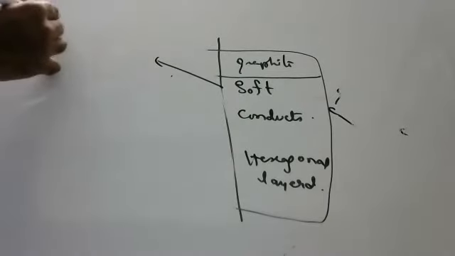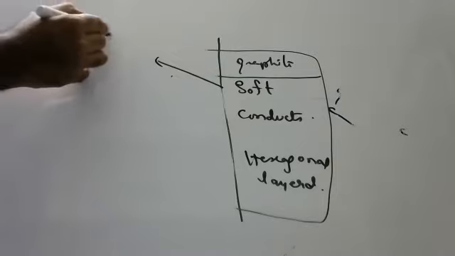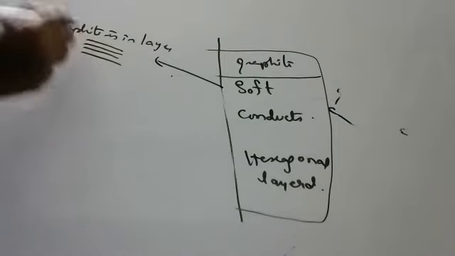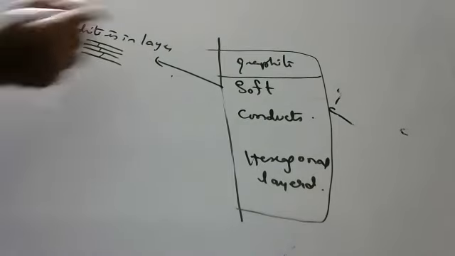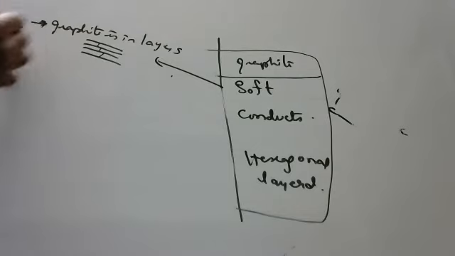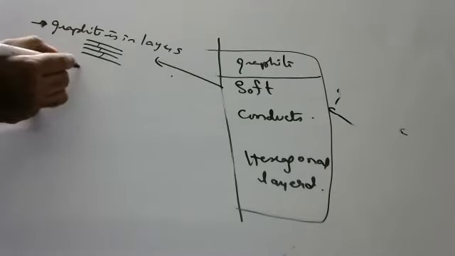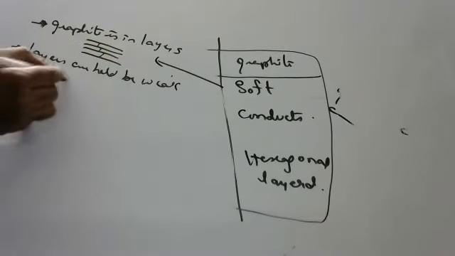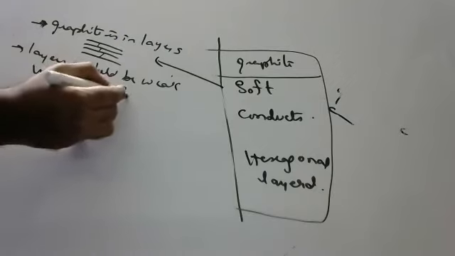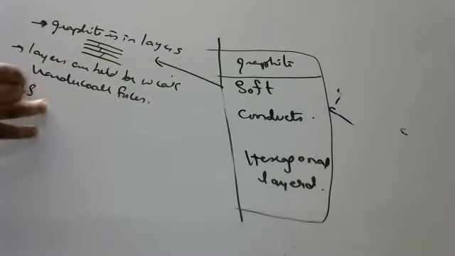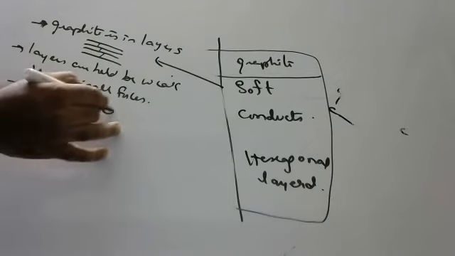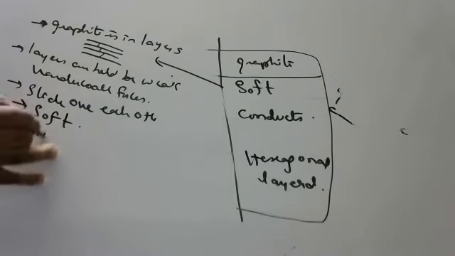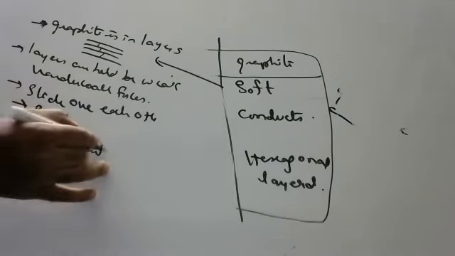Because graphite is in layers. So many layers are present. All layers have weak forces between them. Graphite is in layers. Layers are held by weak van der Waals forces. They slide over each other, and hence it is very soft. Because it is very soft, graphite is often used as lubricant.